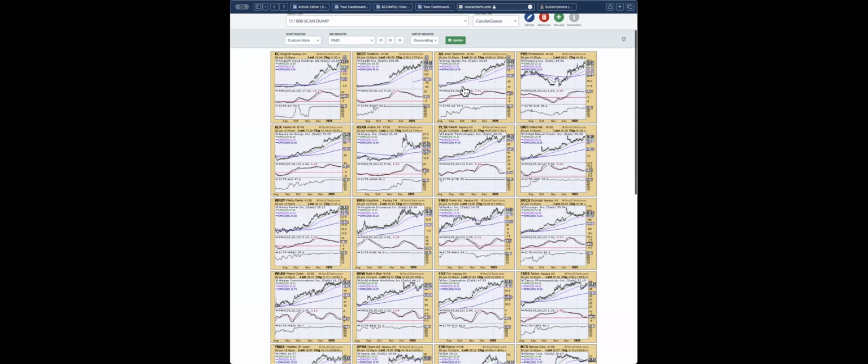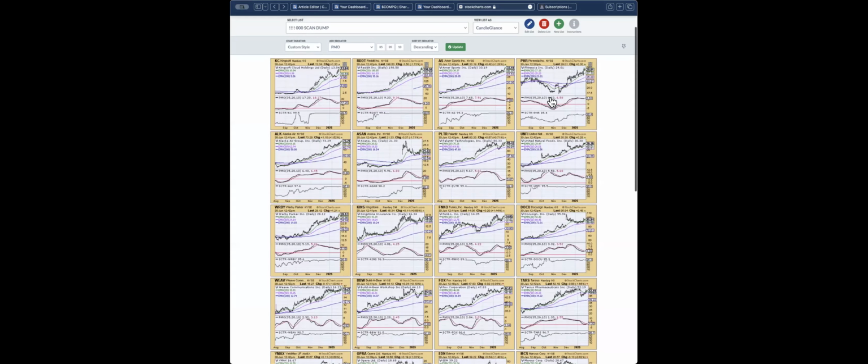So back here to our candle glance, Freesia, this looks like an interesting one. We do have a rising trend that's steady. We have a flat PMO above the signal line, well above the signal line. It's reading at 6.63. That's a very high reading.